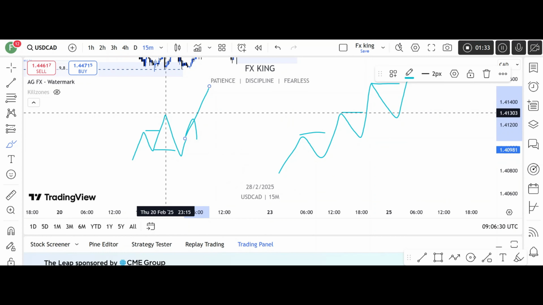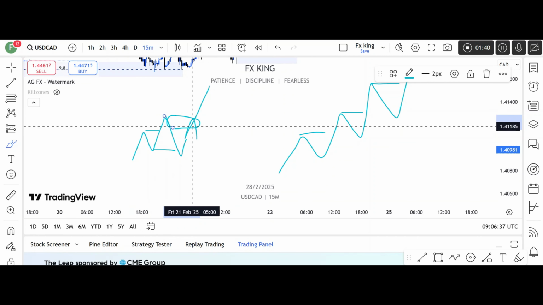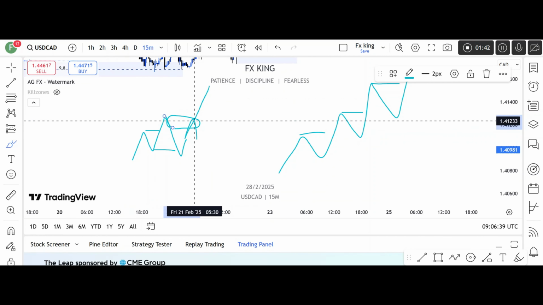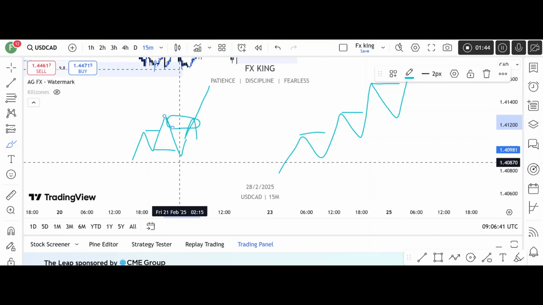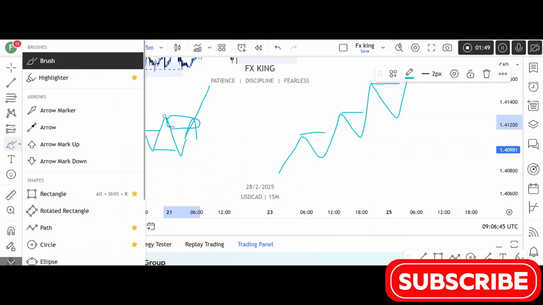Now you see that you fall for many change of characters at these zones. You fall for many change of characters, right? For somebody that trades just the normal SMC, you fall for many change of characters at this zone. Now, if you go into the market structure, you're going to see a lot of this. It repeats nearly all the time.